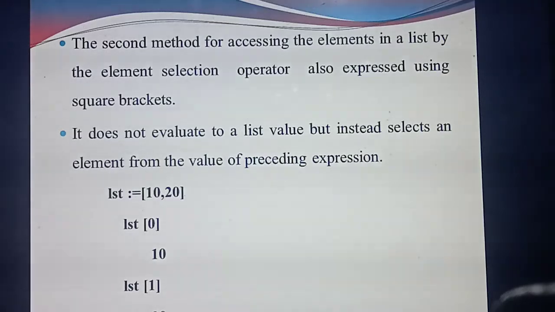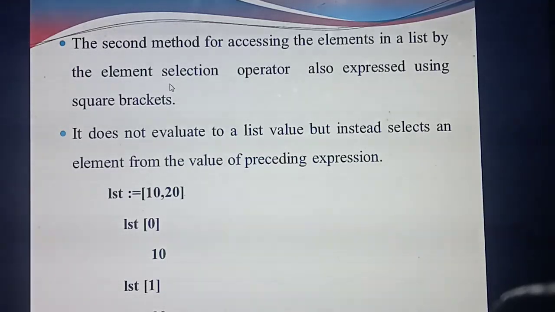Then second method. Okay, this and all you need to write for a 5 mark question. So the second method name is element selection operator. Have you seen this one? What's the name of the second method? Element selection operator. So this method you need to express using square brackets. The selection operator method always you need to express using which one? Square brackets.